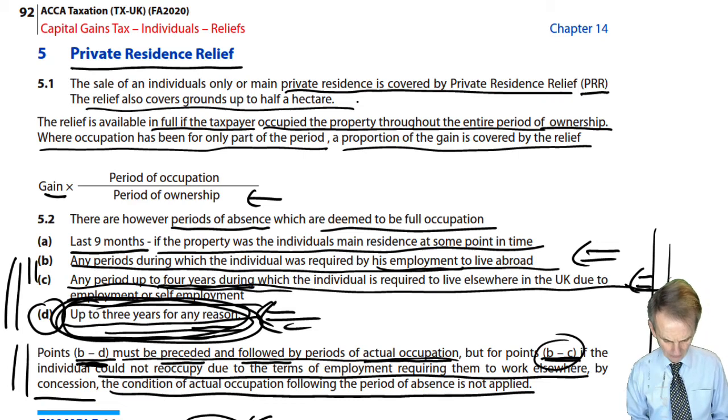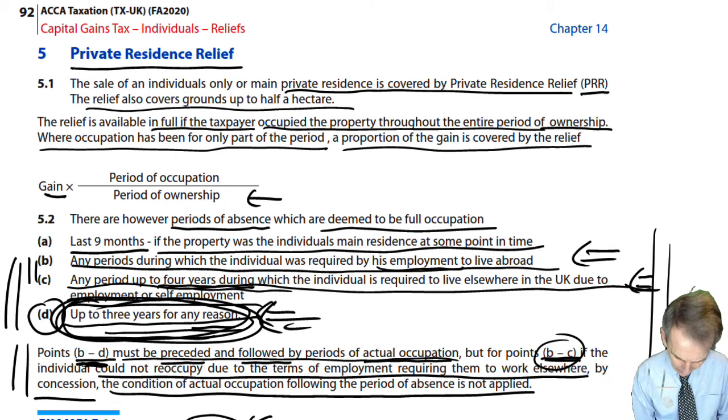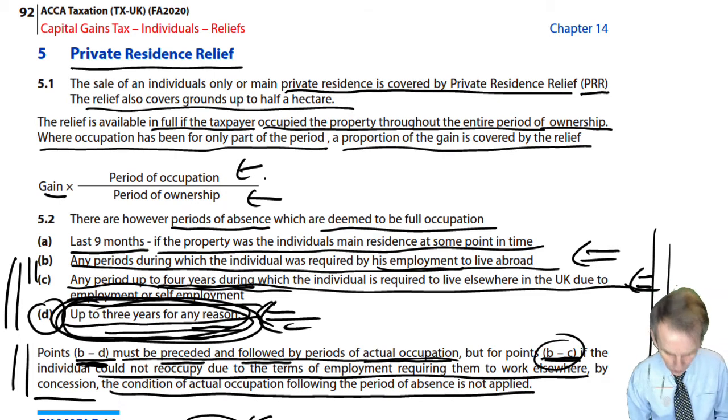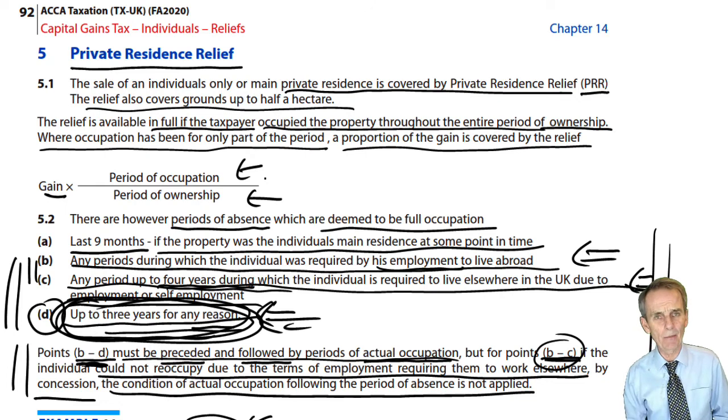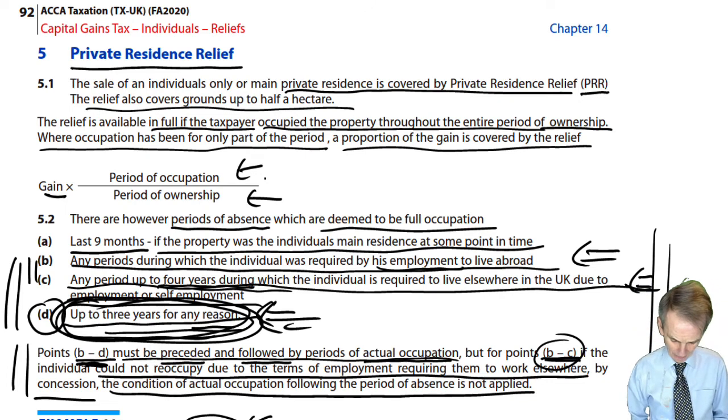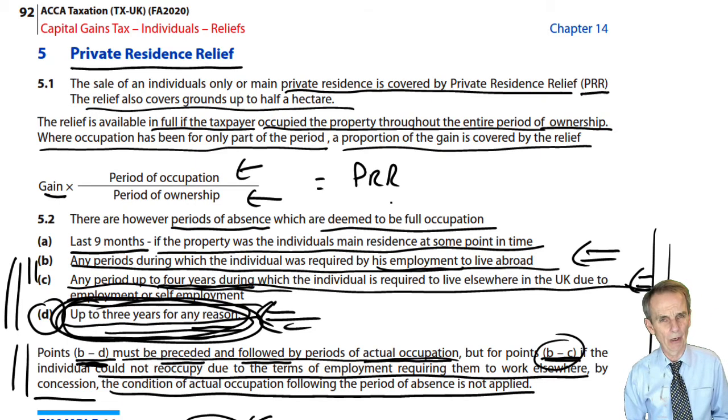You know the period of ownership. From the working that you do, where you're going through those different periods, then you have ascertained what is both actual and deemed occupation. That's your top line. And that will be your private residence relief.